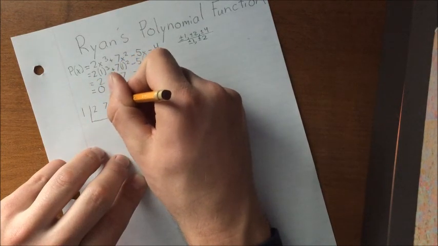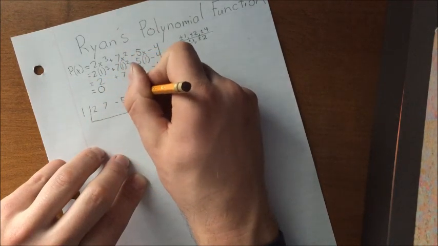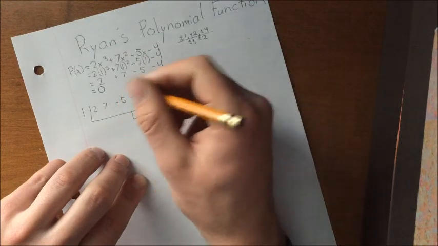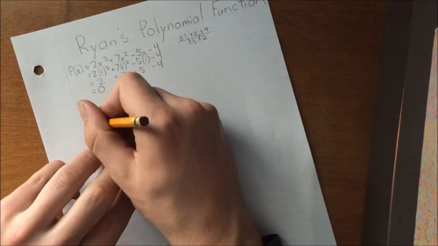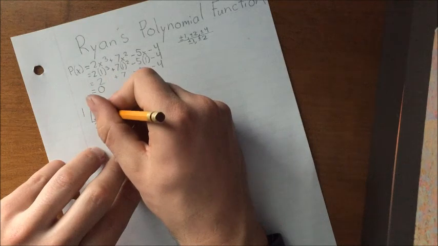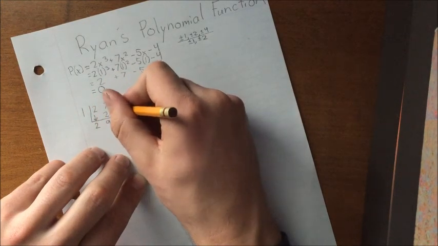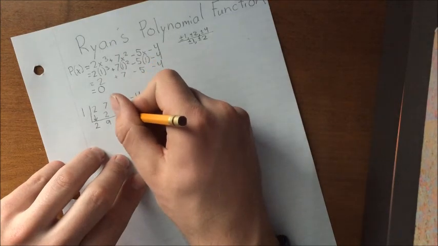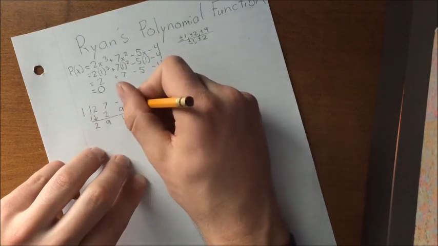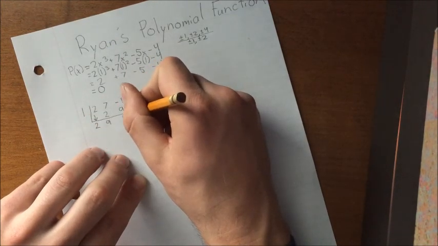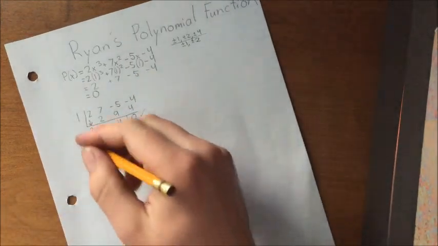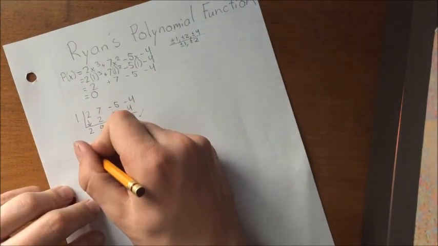synthetic division. So I take the coefficients of my original polynomial, which are 2, 7, -5, and -4, and I just simply go through the process of synthetic division. I bring down the 2, multiply 2 times 1, which is 2, 7 plus 2 is 9, -5 plus 9 is equal to 4, and then -4 plus 4 is equal to 0. So that's what I want.